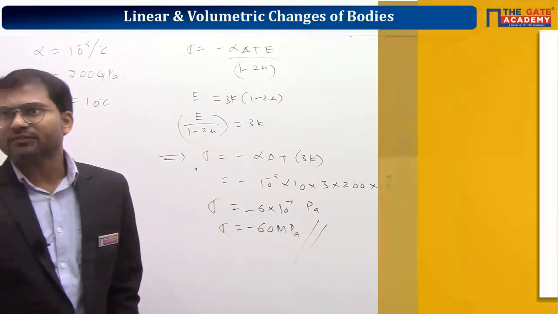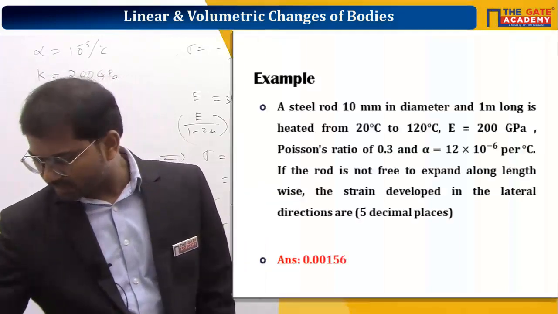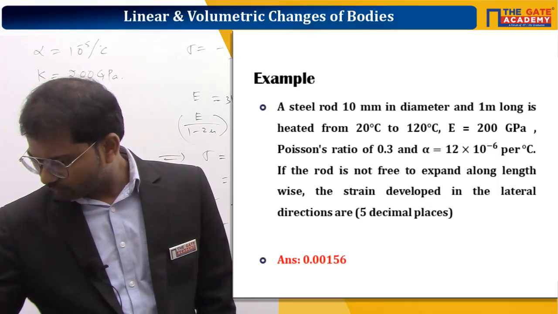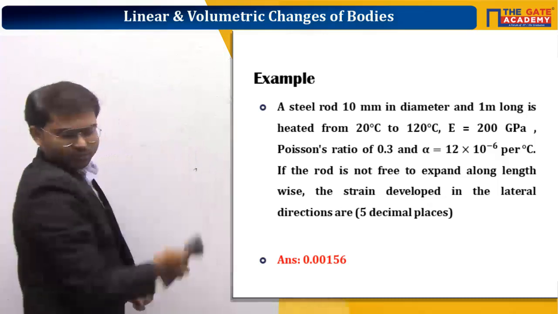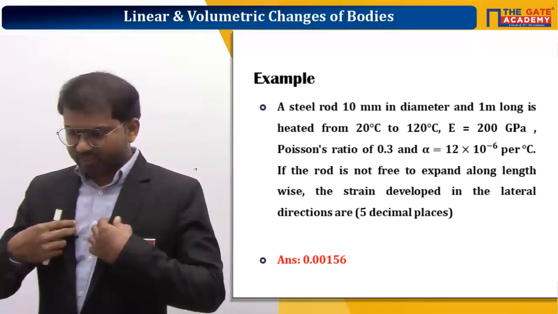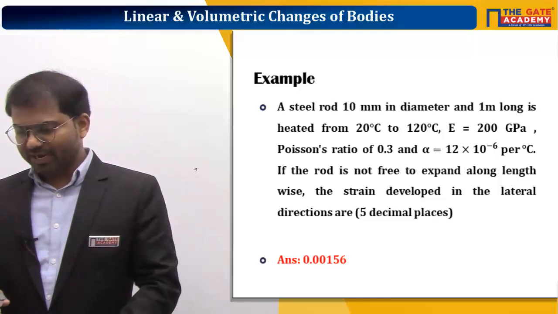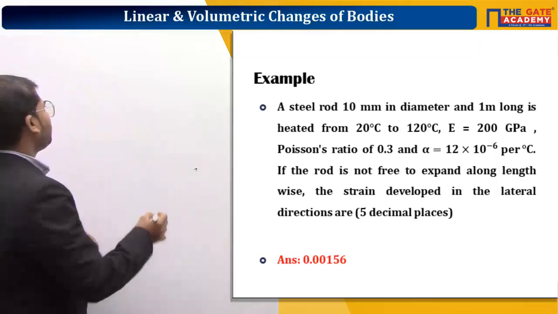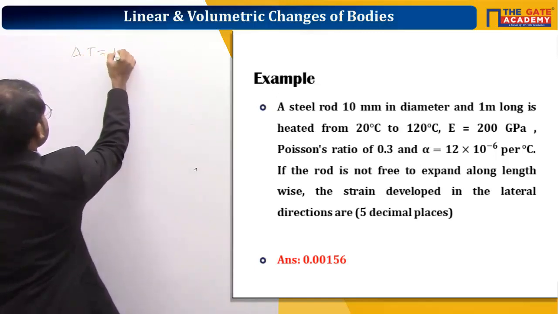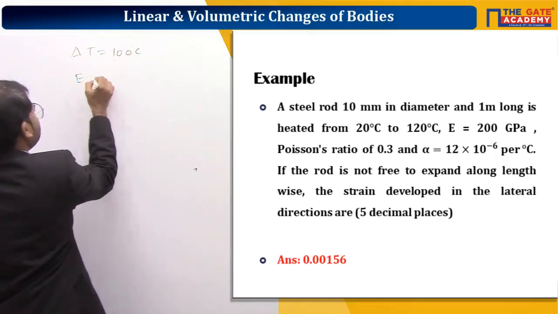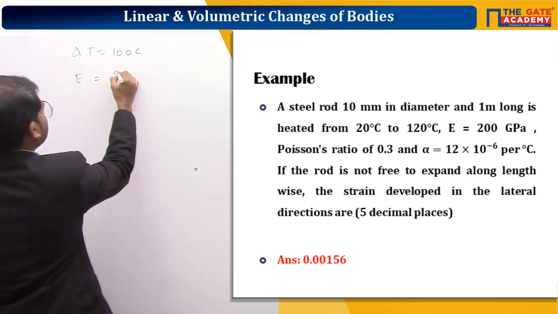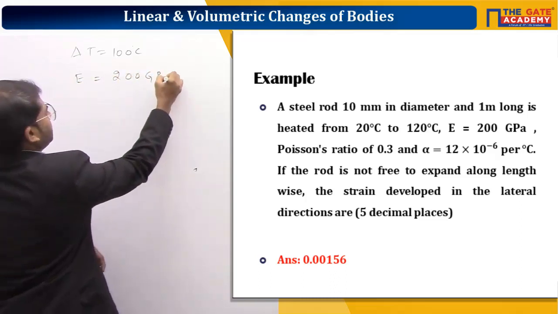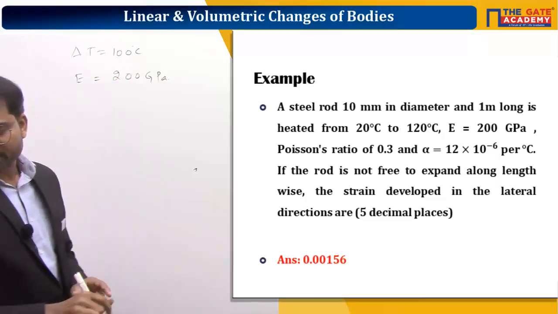You guys can give me the answer for this question. I think it's the last question. We are done with this chapter. For this, it's given that a steel rod of 10 millimeter in diameter and 1 meter long is heated from 20 degrees centigrade to 120 degrees centigrade. So delta T is equal to 100 degrees centigrade. Young's modulus is equal to 200 gigapascal. Poisson's ratio is 0.3.